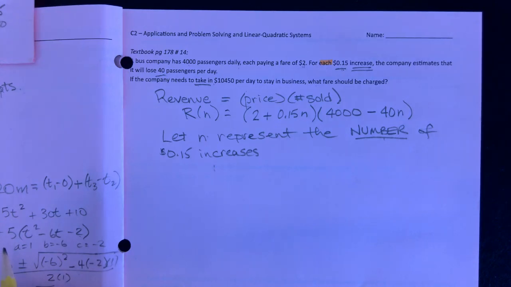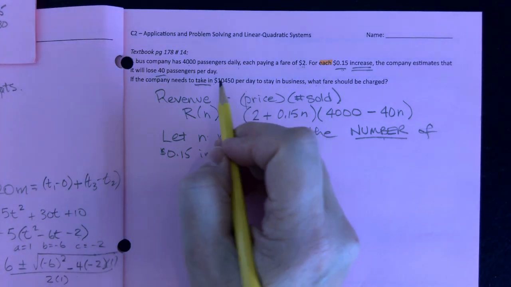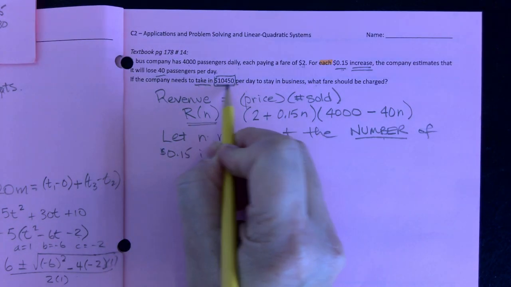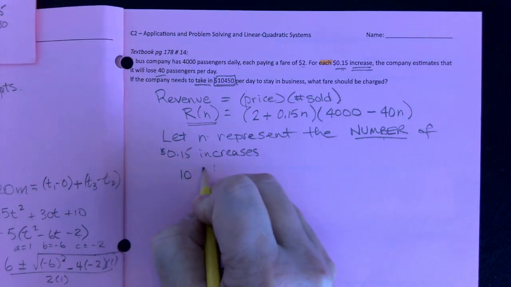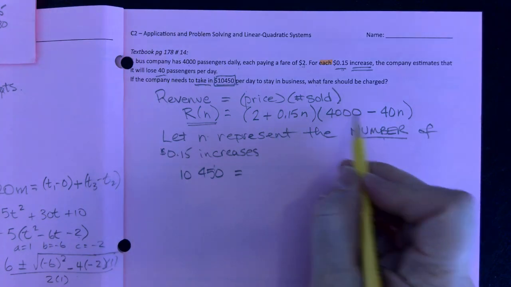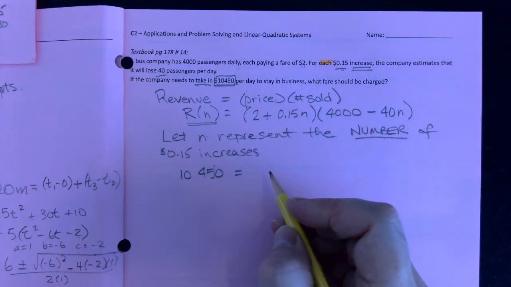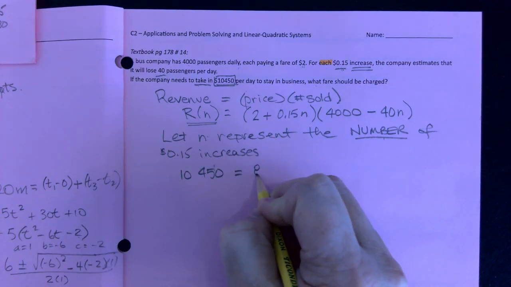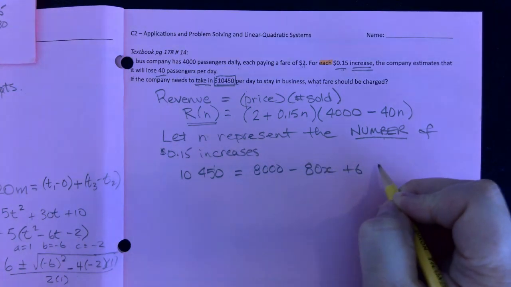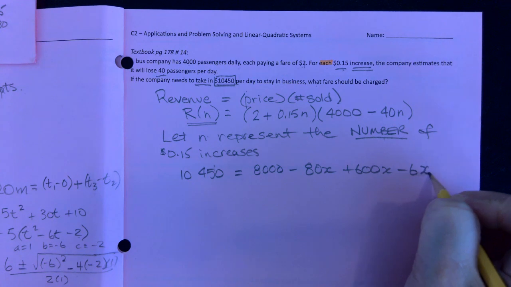Okay, it says if the company needs to take in, that means revenue is $10,450, what fare should be charged? So now I'm being given the revenue. So I'm given this number. I replace revenue with it, 10,450 equals. And then I think I'm going to go ahead and expand these binomials by foiling. I'll get 8,000 minus 80x plus 600x minus 6x squared.